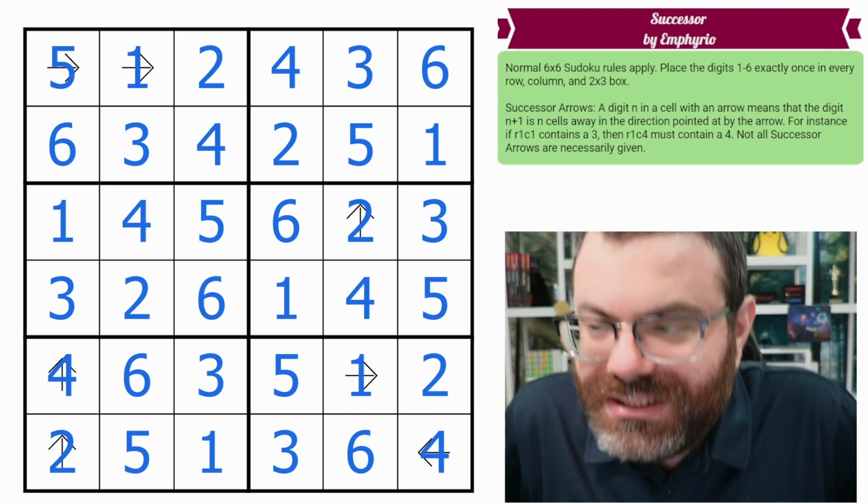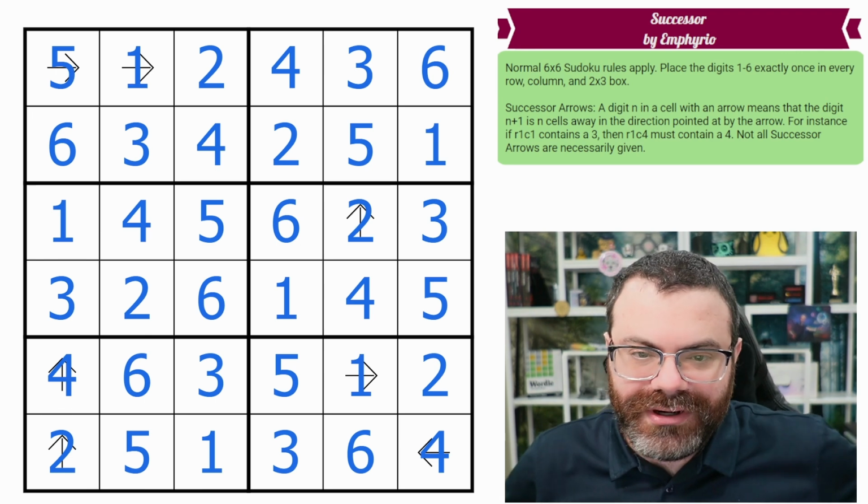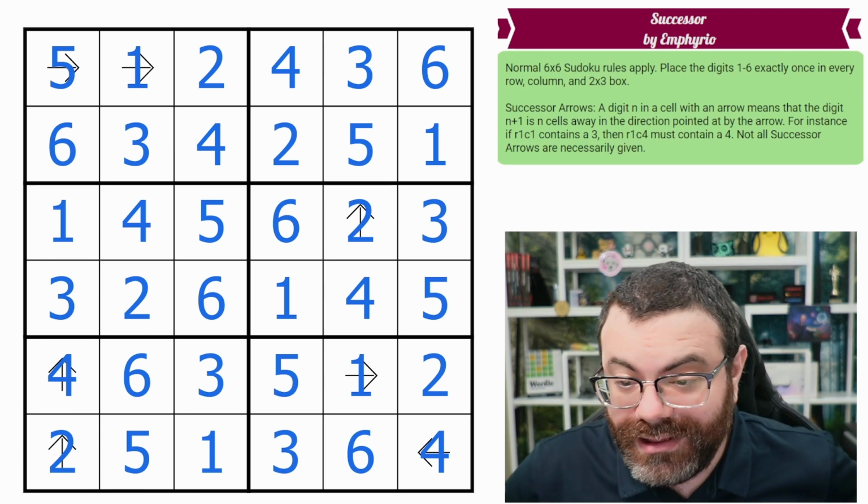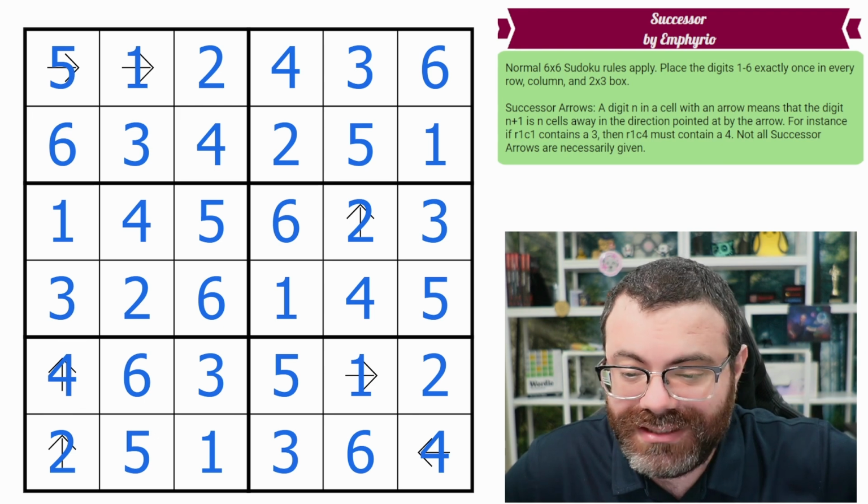So yeah, let me know how you did on this. This was a cool puzzle, Emphyrio. Neat idea. I hadn't seen it before. I'm not sure if it was Emphyrio's idea or not, but yeah, I liked it. I hadn't seen this constraint before.